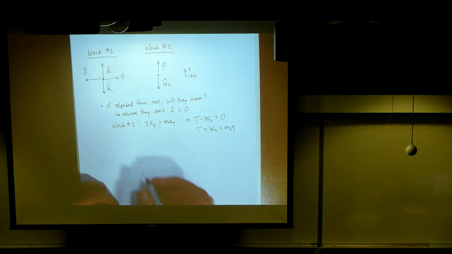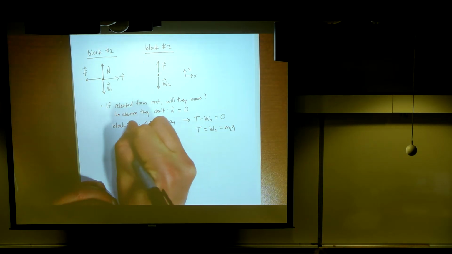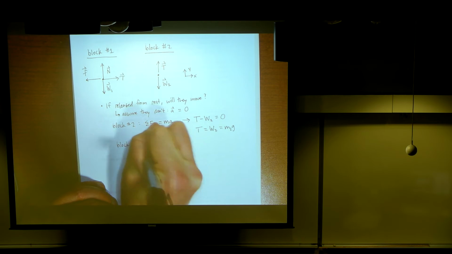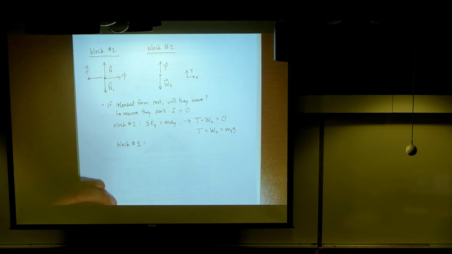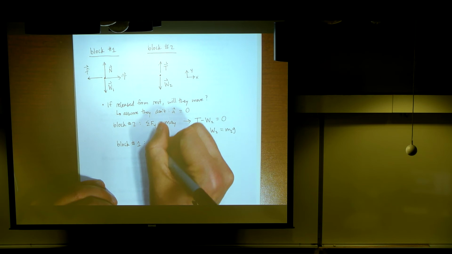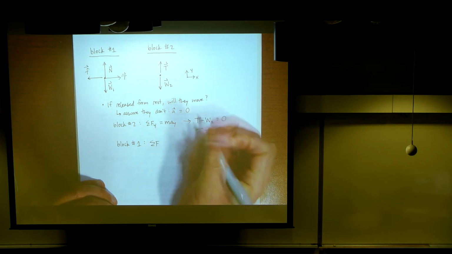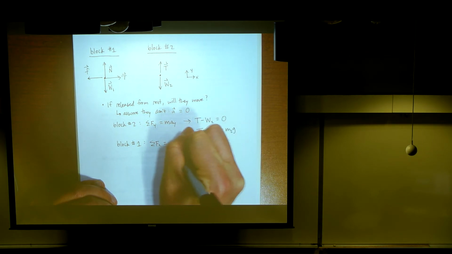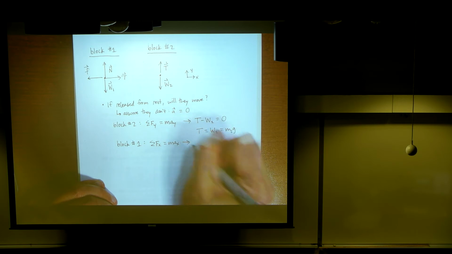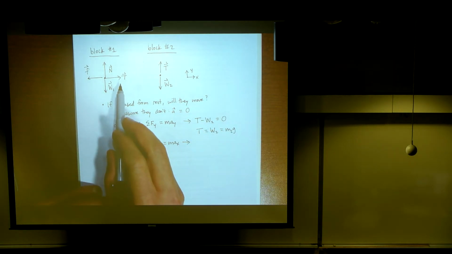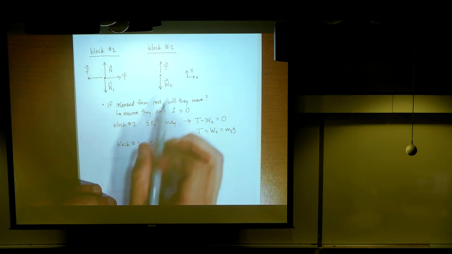Let's do block number 1 using this diagram. Okay, well, I can do F equals ma in the x direction. This one's pretty simple, right? We've got tension going to the right in the positive x direction.